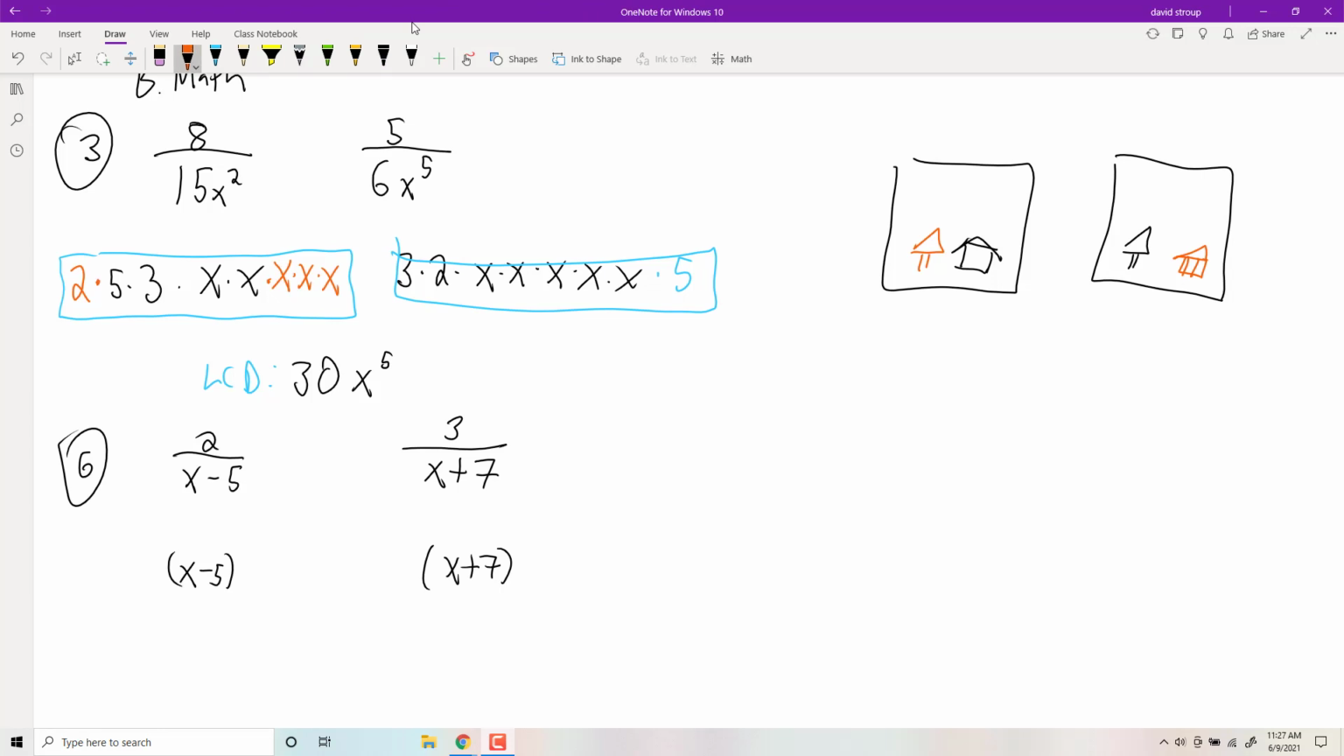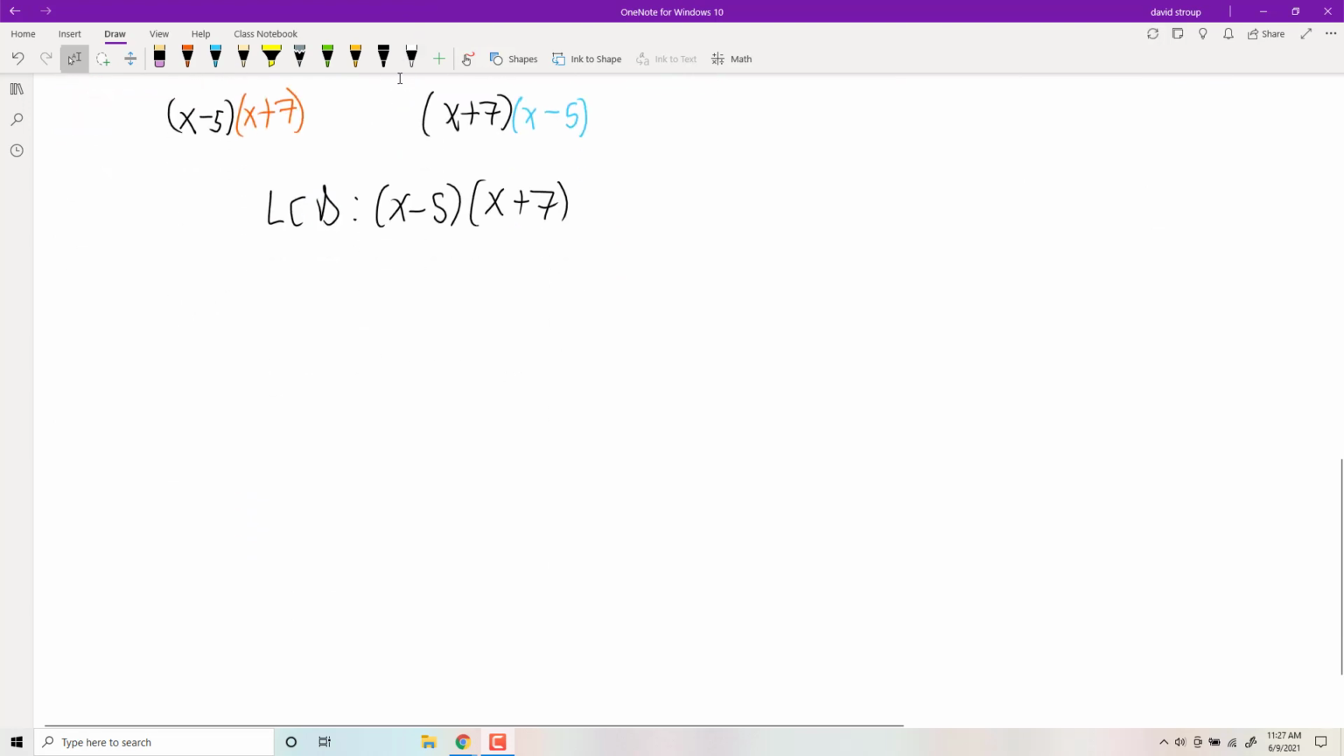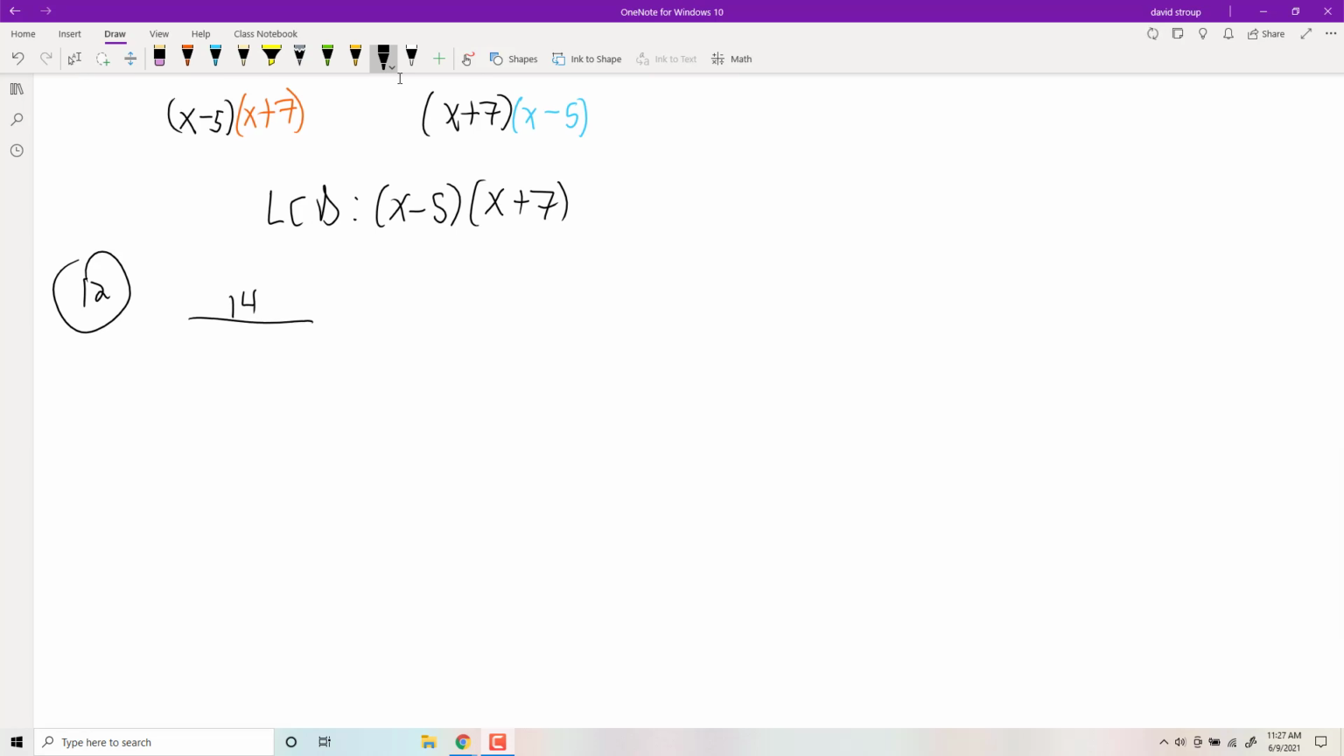Okay, so getting back to the math version then, x minus 5, I need to multiply in an x plus 7. And then for the x plus 7, I need to multiply in the x minus 5. Okay. And then my LCD is just x minus 5 times x plus 7. It doesn't matter what order you write it in. You could write x minus 5 times x plus 7, or x plus 7 times x minus 5. It doesn't matter.